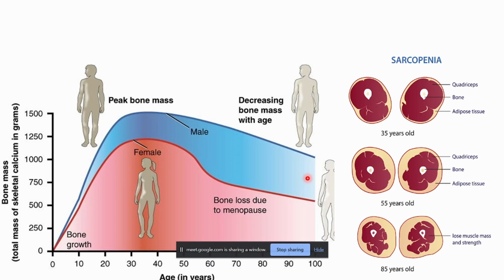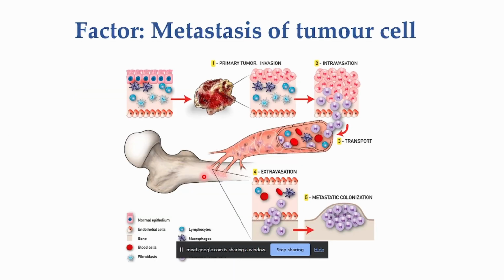As we can see in this graph, as the age increases, the bone mass decreases. And also here, we can see that at 50 years of age, there is a sharp decrease in bone mass in case of females.